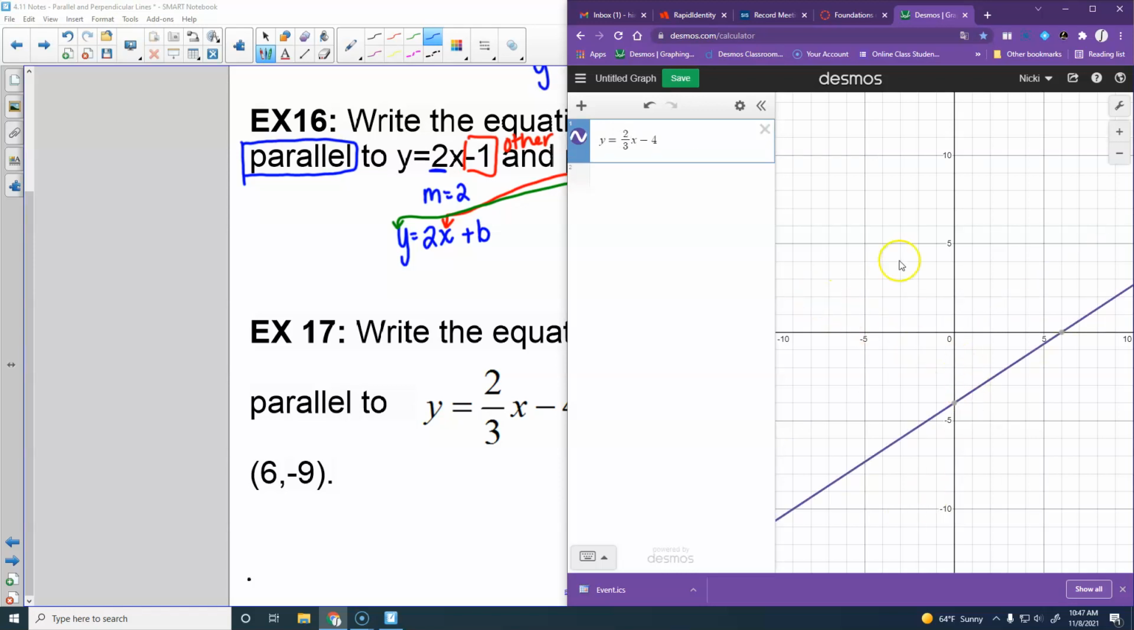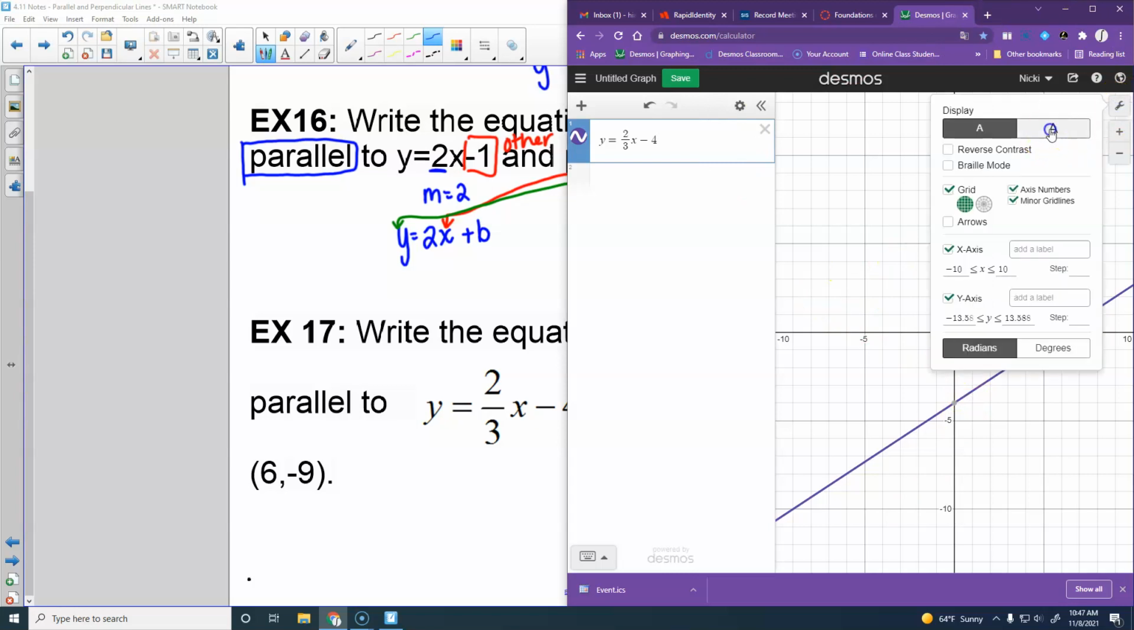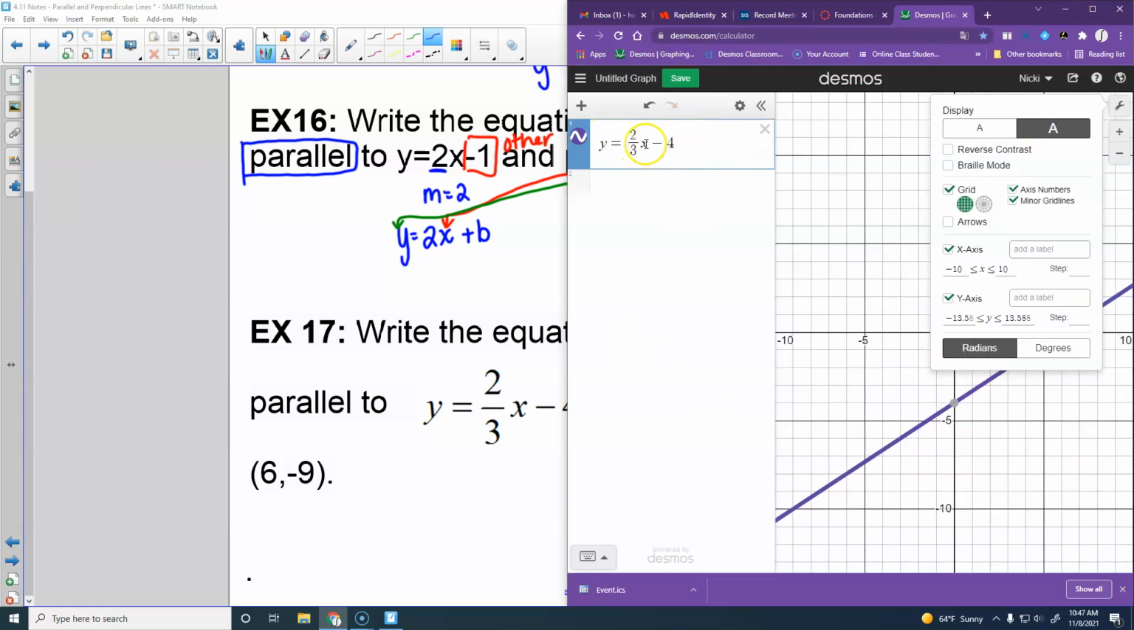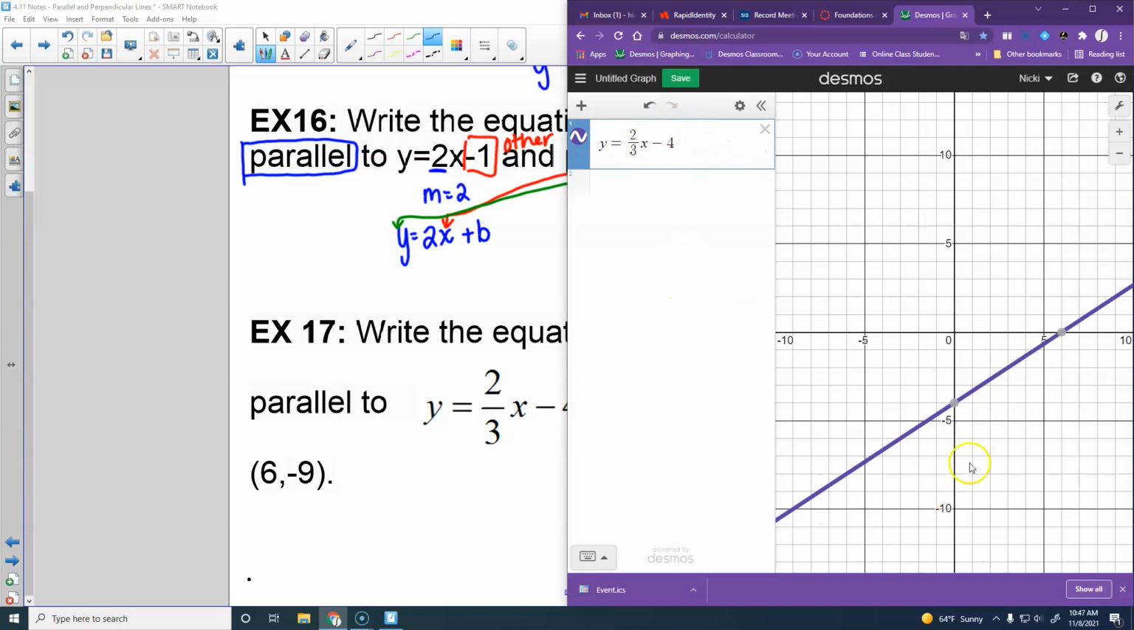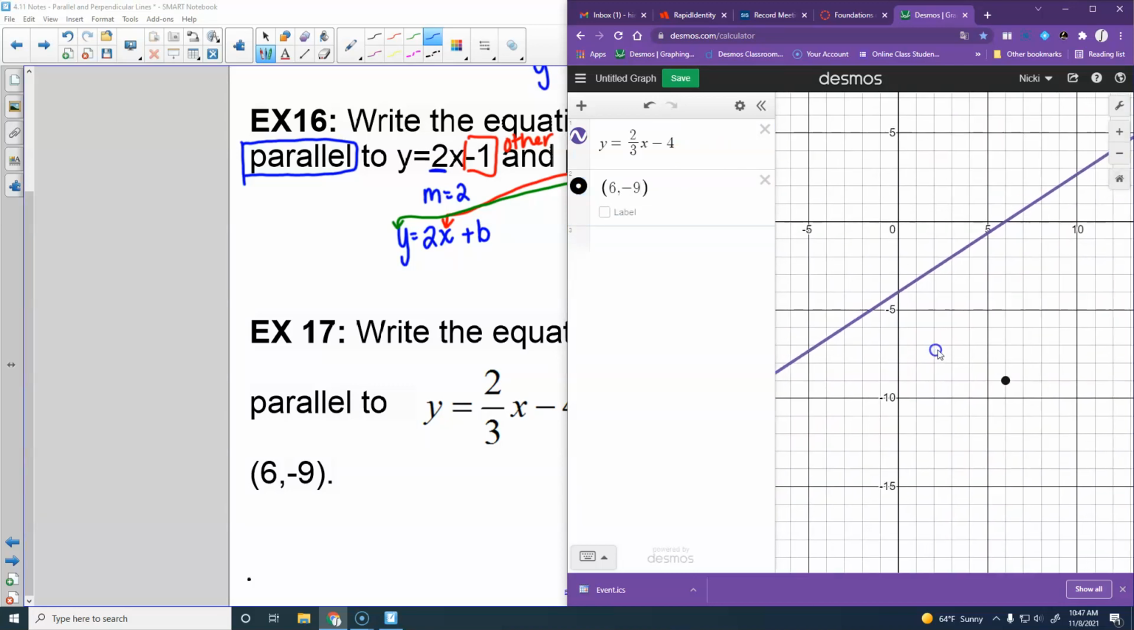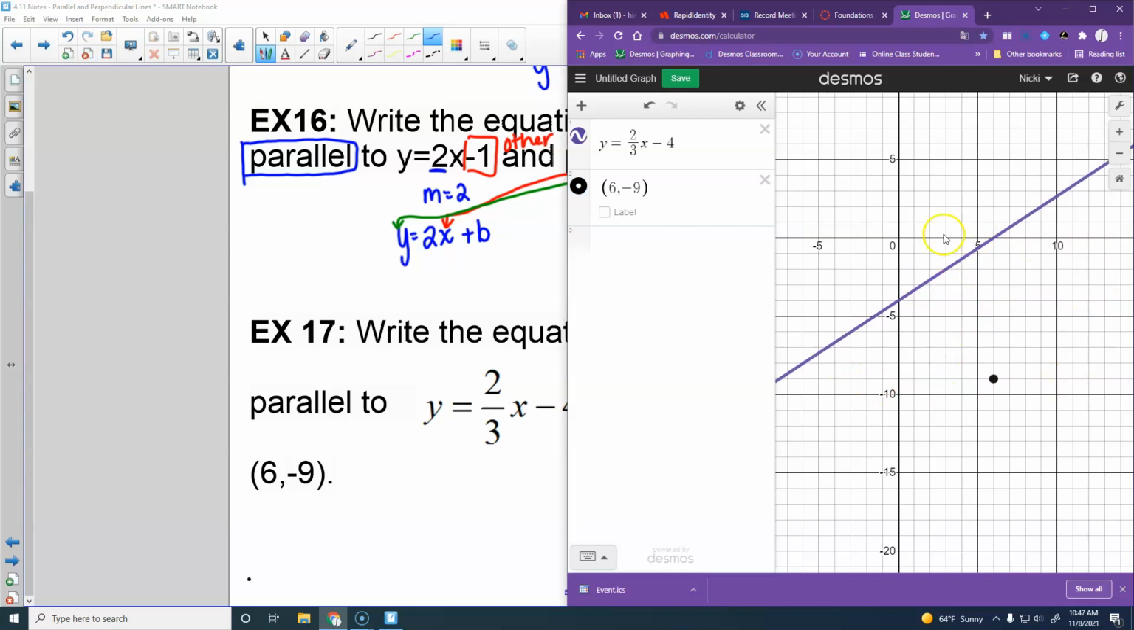Okay, you should graph y equals 2/3 x minus 4. Alright? Then you should also graph the point 6, negative 9. Alright, so you should be looking at something that looks like this on your board. So if you're drawing a line that is parallel here, right? So to graph this line, you start at, I'm going to put the points up here, oh, sorry, it's a negative 4.